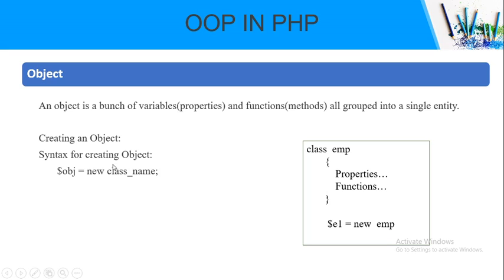Example for creating an object: here we also create a class emp, then properties and functions for that class, and after creating the class you can create an object, $e1 is equal to new emp. This is the class name. This is important.